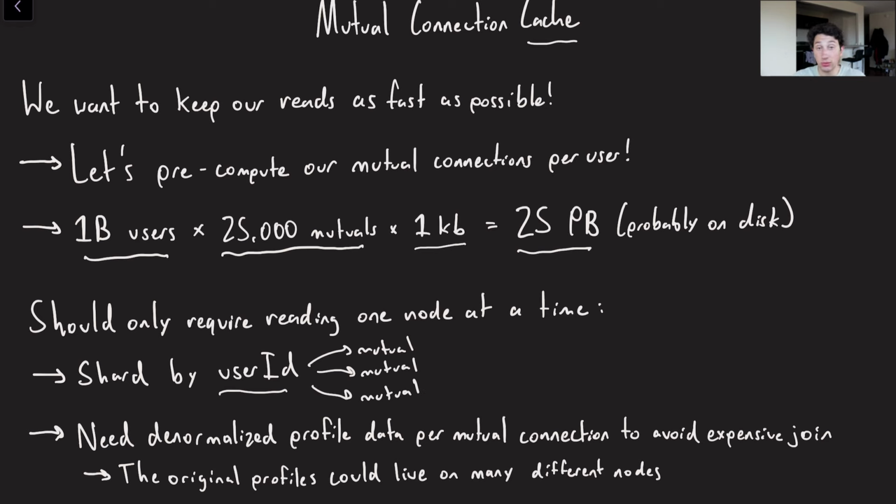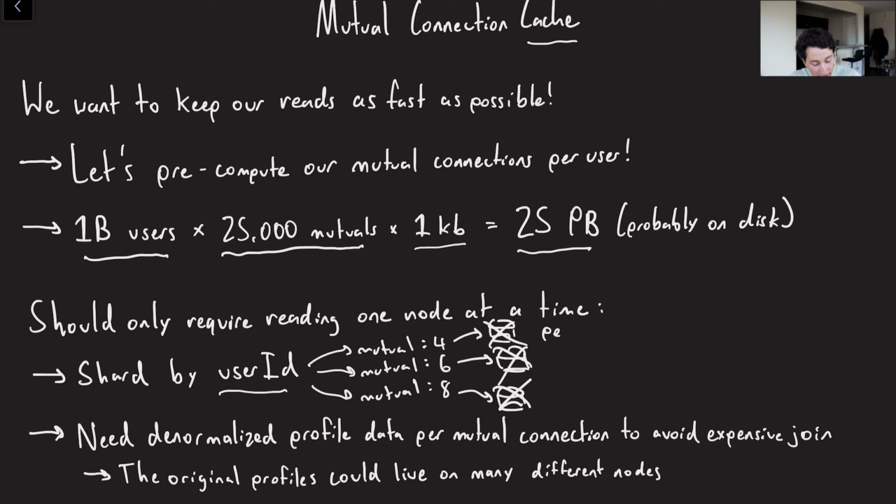And so the way that we can also do this is by denormalizing the profile data per mutual connection, right? It's not enough to just say, hey, this guy is user ID 4, this guy is user ID 6, and this guy is user ID 8. Because the actual profile data for all three of these guys could live on a bunch of different database nodes, and then we find ourselves doing a large distributed join and a scatter-gather query, and that's probably going to be too expensive. So ideally, instead of doing that, what we want are our actual connection names.